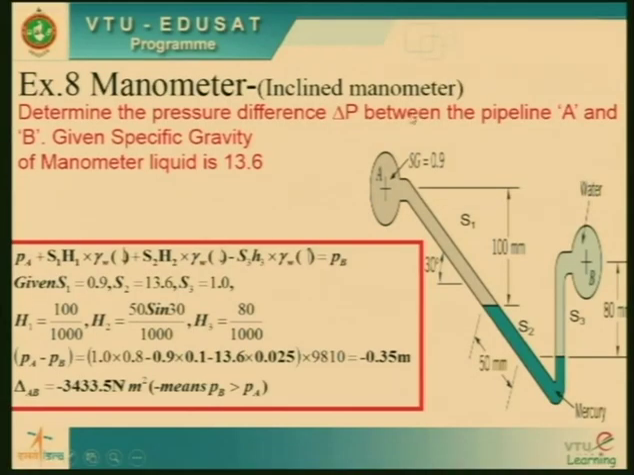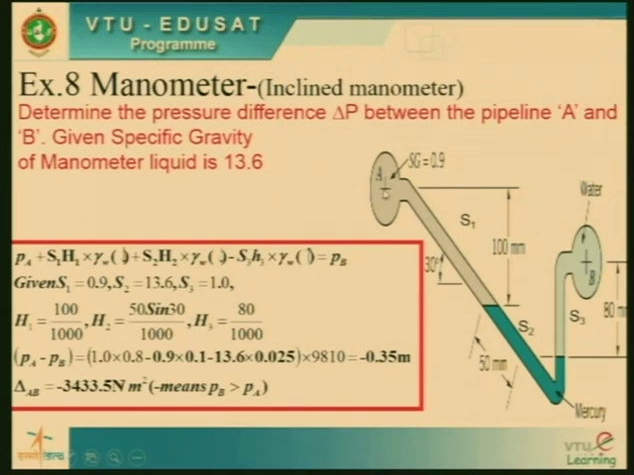Let us take a totally different problem. It is an inclined manometer. You can see it is a differential inclined manometer. Let us read the statement. Determine the pressure difference delta P between the pipeline A and B. Given specific gravity of manometer fluid is 13.6. Okay, let us study the system before we go to the equation.